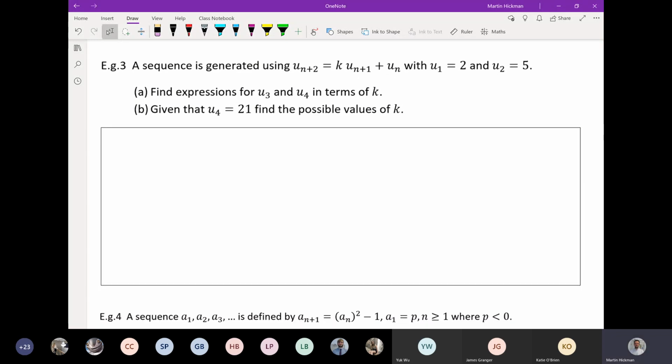Looking at the next example then, the sequence is generated using u(n+2) equals k u(n+1) plus u(n), with u1 equals 2 and u2 equals 5. Find expressions for u3 and u4 in terms of k. It's a little bit hard to type out the second one, so I'm not going to put that in the chat. But can you first start off by giving me an expression for u3? Okay, so in the chat, can you give me an expression for u3?